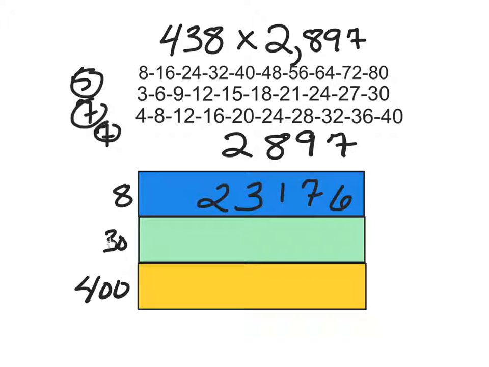And now I'm ready to move down here to the 30. I'll start with the 0. 0 times any number, in this case 2,897, will give you 0 right down there. Drop that 0. And now I'm ready to go with my 3 here.